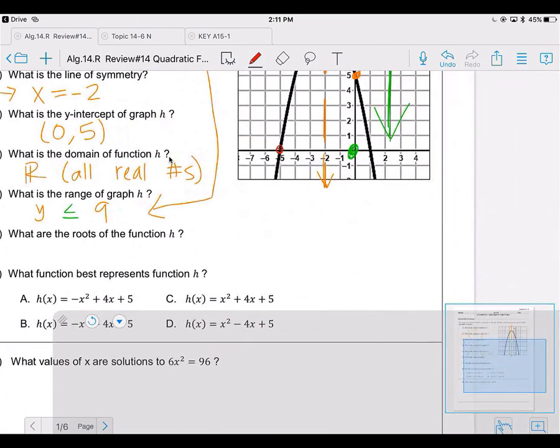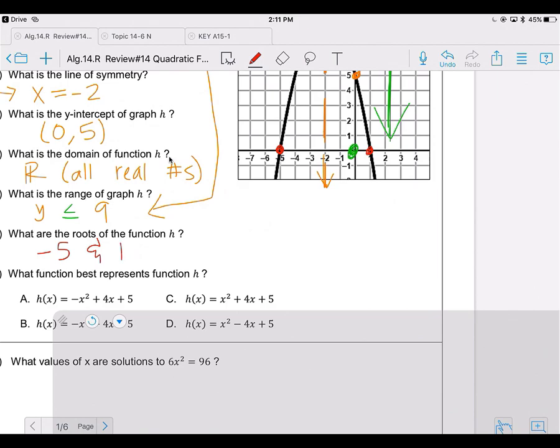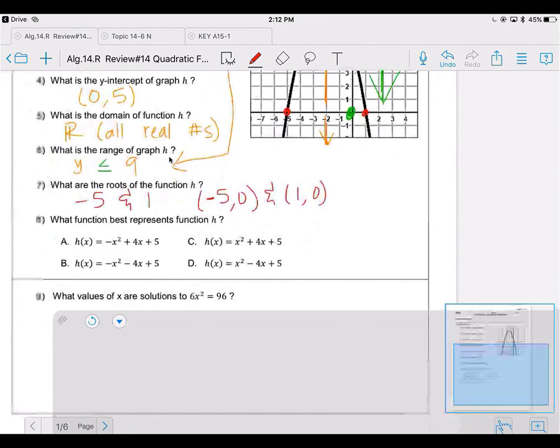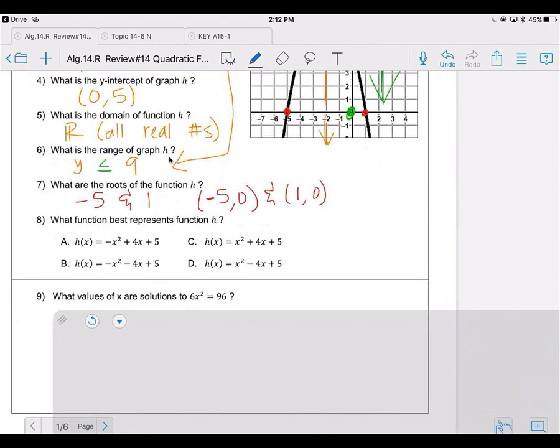My roots are also known as x-intercepts, or the point where my parabola crosses the x-axis. So -5 and 1 are my roots. If you are asked to do them as intercepts, make sure you put a 0 and you have 2 points, a 0 for y. You don't have to do that on this one, I'm just letting you know.